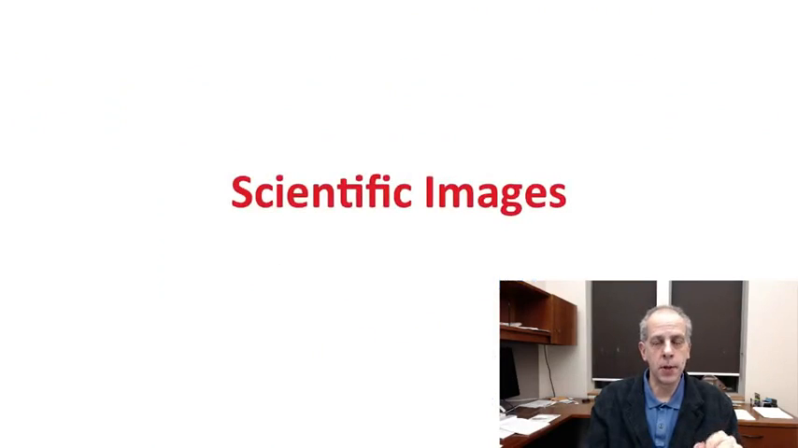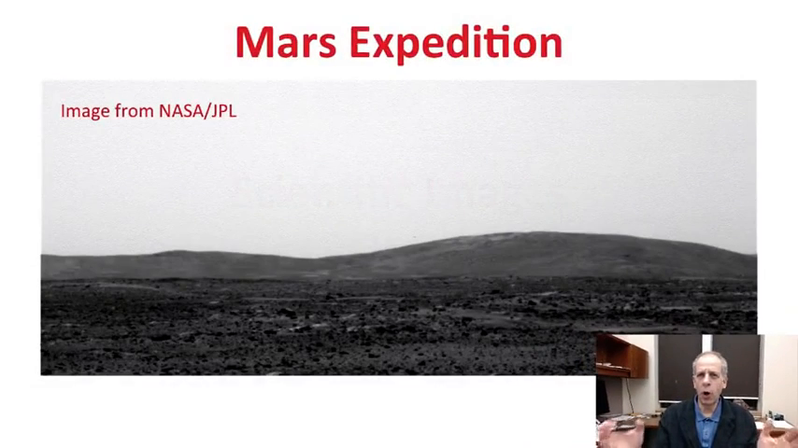And we're going to start with an example on scientific images. Scientific images are images that are taken with a scientific goal. We want to do some science with those images. And there is probably no better example than images from Mars. So we are all very excited when we get images from the NASA JPL expedition to Mars. These are really cool images, and we are seeing something that we have never seen before.